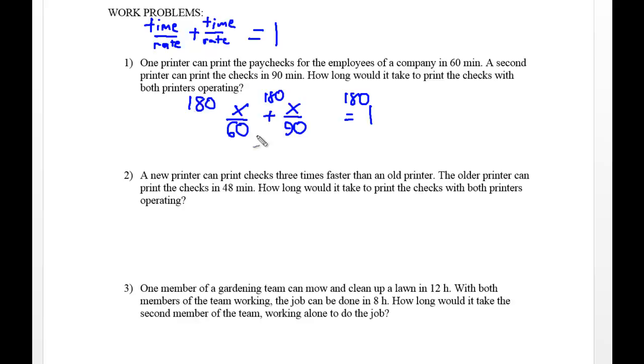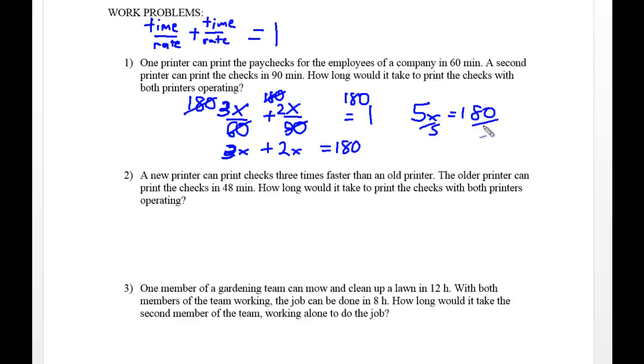So 180 divided by 60 is going to give me an answer of 3x. I can use simplification rules to get that answer. And then 180 divided by 90, this is where the 2x is. Sorry about that. So 3x plus 2x equals 180 times 1, which is 180. The 3x and the 2x make a total of 5x equals 180.